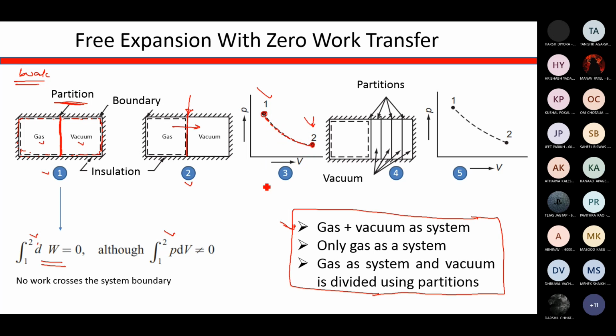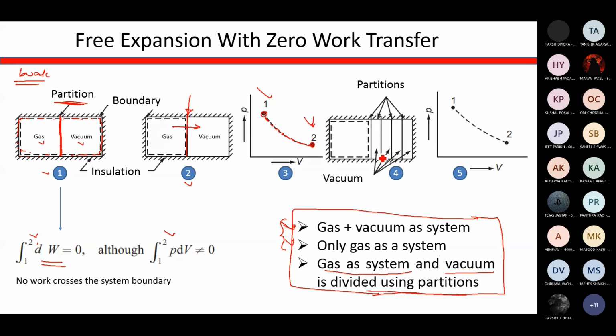You cannot have the history in between. And integral PdV is evaluated only for a quasi-static process. Note down this: integral PdV is evaluated for a quasi-static process and not for this kind of process where the history in between is not known to you, right? So those who are still thinking that there is some work transfer may think of the third option. So let us consider the gas as a system and divide the vacuum using partitions. This is what they may think.